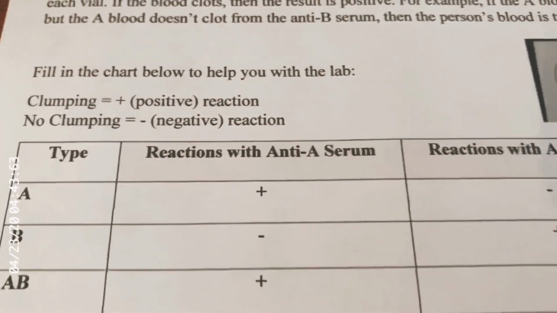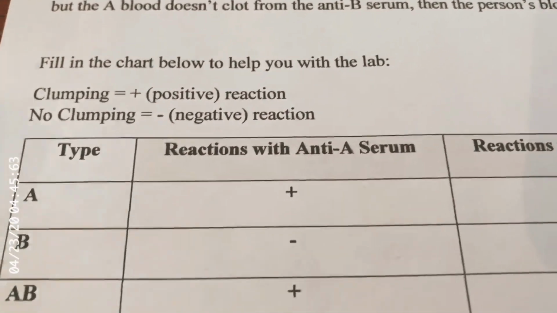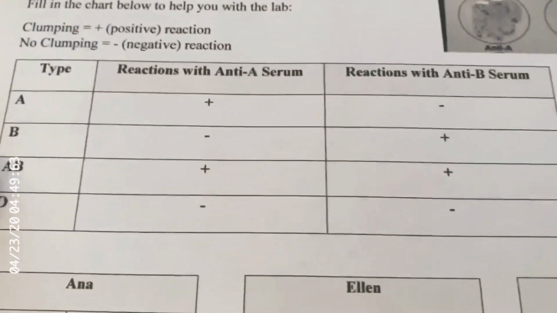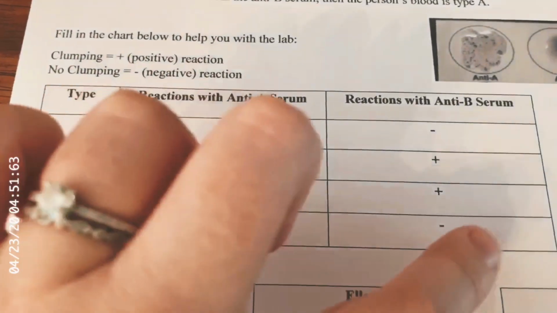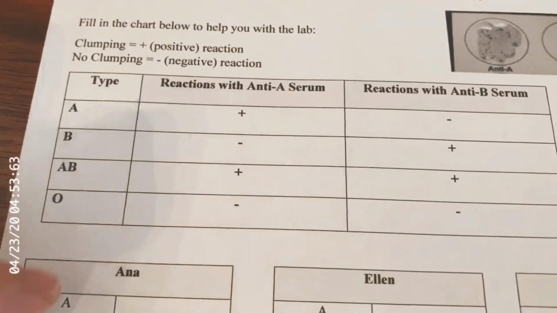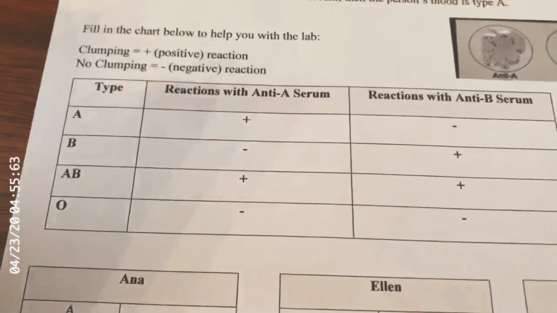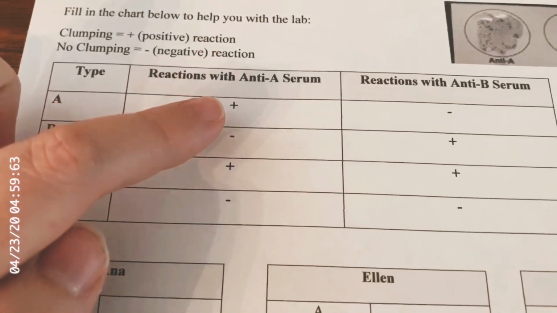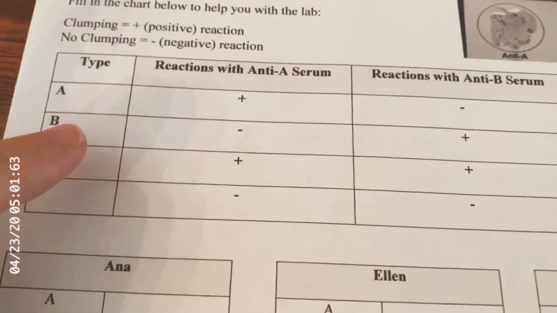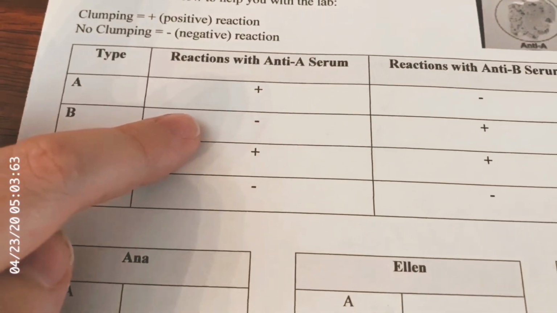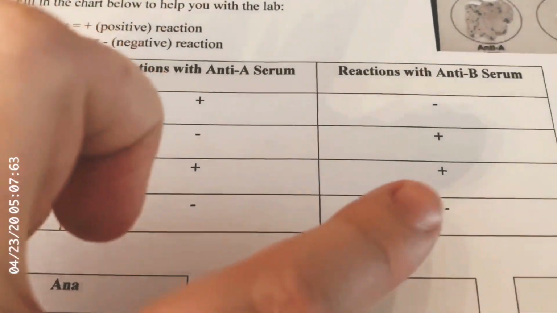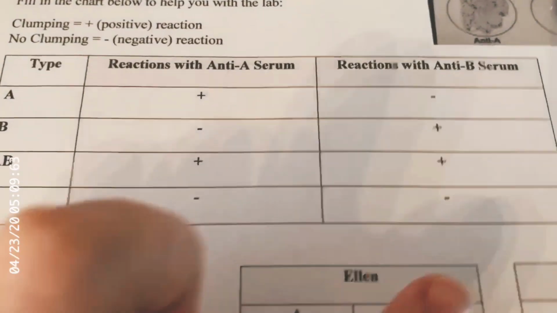Over here, it shows us the positive and negative reactions. So clumping is positive and no clumping is negative. And then down here, it shows you the reactions with the different serums and what that means for the blood type. If it's blood type A, anti-serum A will clot, but B will not. If it's blood type B, anti-serum A will not clot, but B will clot. If it's AB, they both clot. And if they're blood type O, neither of them clot.